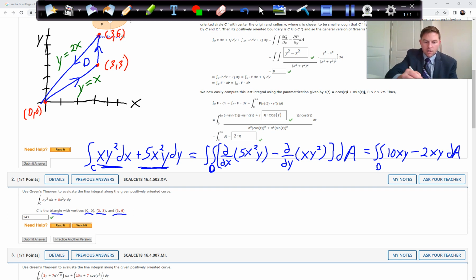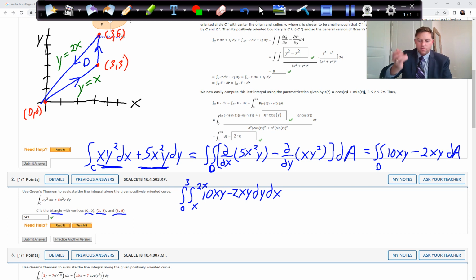Okay, so this is going to become the double integral from x to 2x, so that's how y varies. The bottom y curve is y equals x, the upper y curve is y equals 2x, and then our x just varies from 0 to 3. And we always want the numbers last so that we actually get a number at the very end. So we're doing y first, so we integrate 10xy minus 2xy with respect to y, then with respect to x. And now this is a double integral that we could have done a week or so ago.